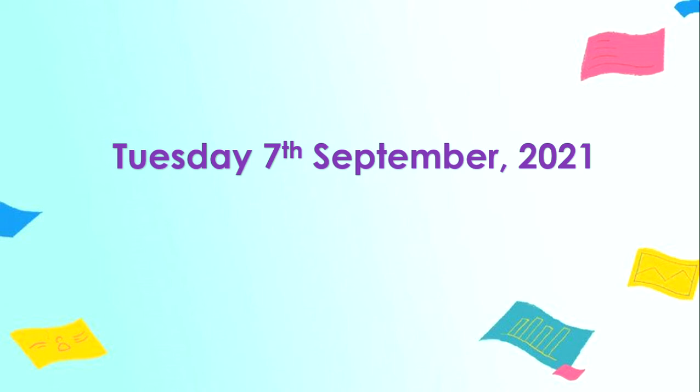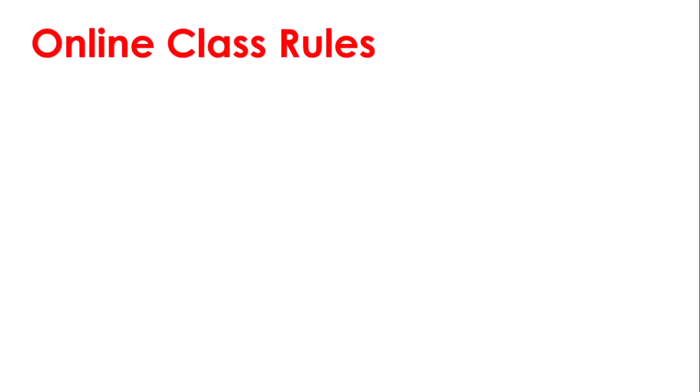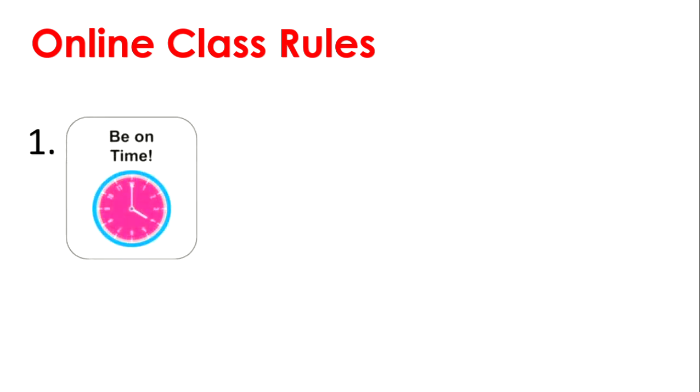Before we start our lesson for today, let's talk about online class rules. What are those online class rules? The first one is be on time. It means you don't have to be late in attending your online class. You have to be always on time.